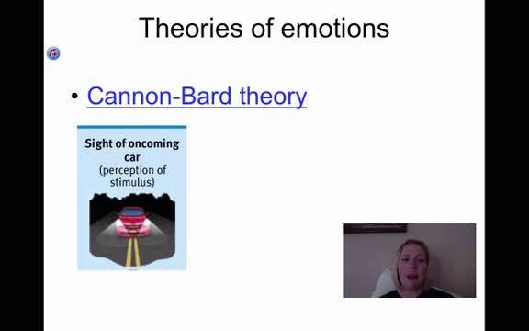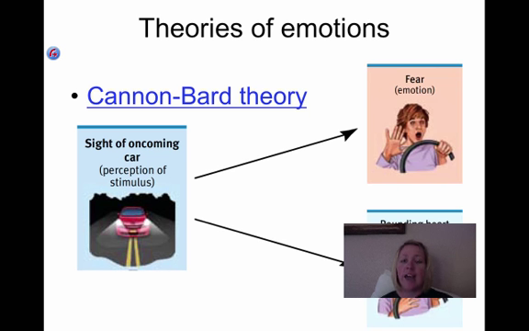Now, a guy named Cannon-Bard said, okay, I kind of agree with you, but he thinks the order of things was a little bit different. So again, he says that we have this perception of the stimulus, or this car coming at us. Then simultaneously, we have the emotion of fear and the arousal, the pounding heart, happen together. So while James-Lange said it was perception, then arousal, then emotion, Cannon-Bard says it's perception and then emotion and arousal simultaneously.